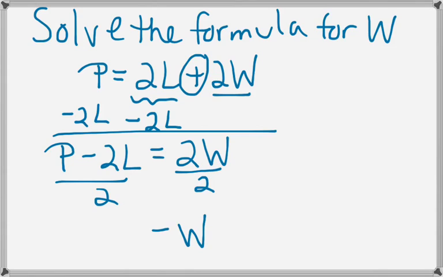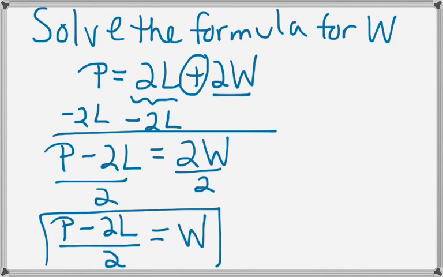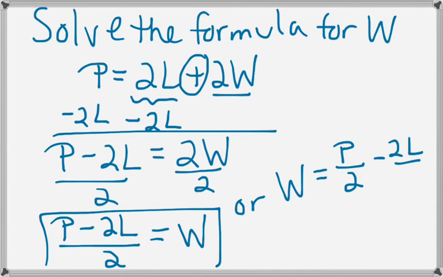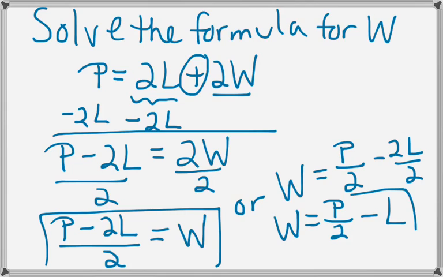So there are a couple ways you could write this formula. You could just leave it W equals P minus 2L all over 2. That's sufficient. Or if you wanted to, you could split up the fraction. So P minus 2L all over 2 is the same as P over 2 minus 2L over 2. And then 2L over 2 simplifies to just L. So this would be another way to write the formula. Either way is fine. We've got W by itself, and there aren't any W's on the other side. That's the other important part.